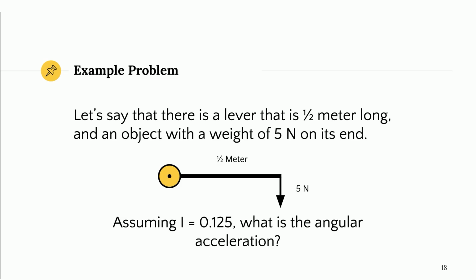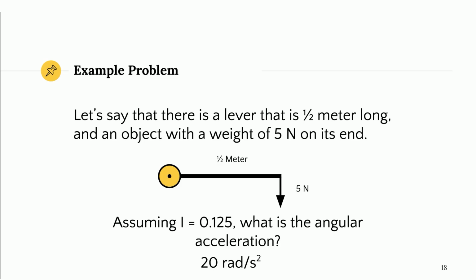Here's another example problem. Let's say that there is a lever that is 1/2 meter long and an object with a weight of 5 newtons on its end. Assuming the moment of inertia is equal to 0.125, I just told you this to make it easy. What is the angular acceleration? Okay, so here it's 20 radians per second squared.